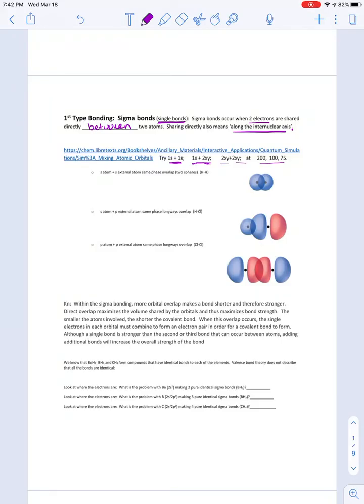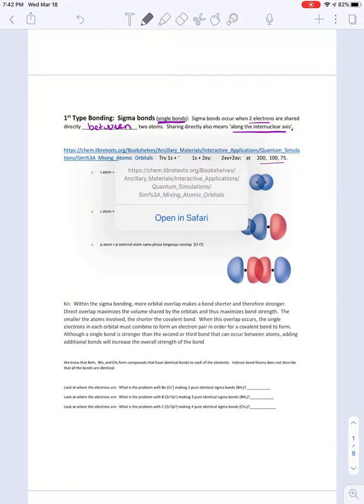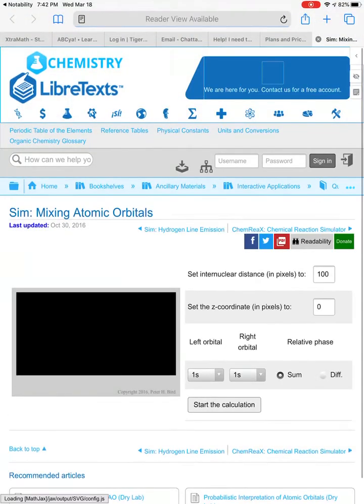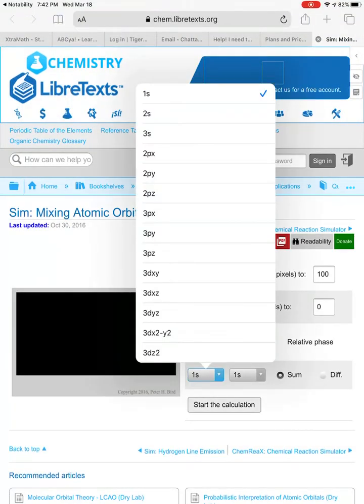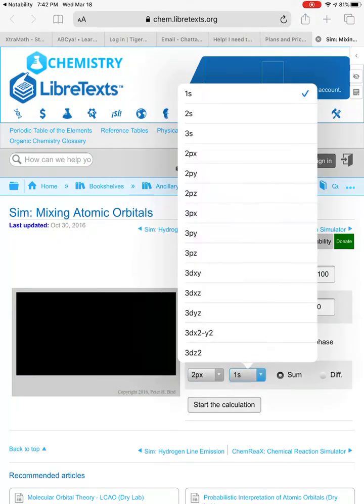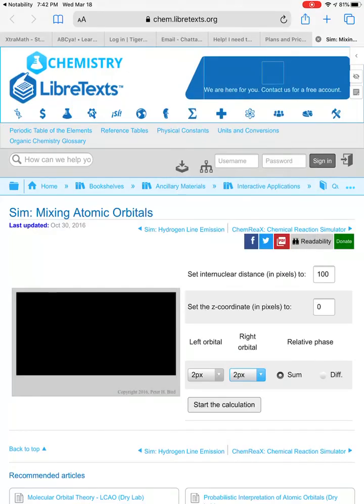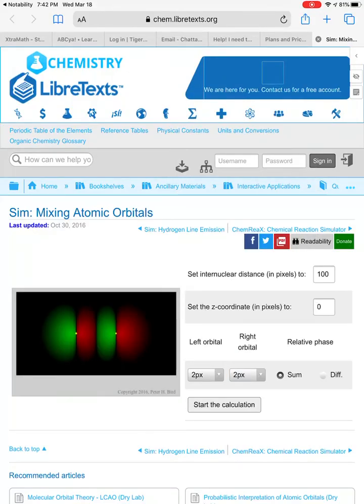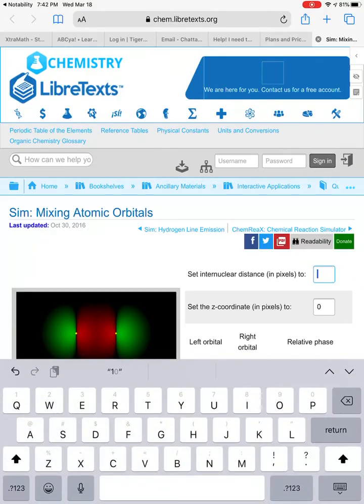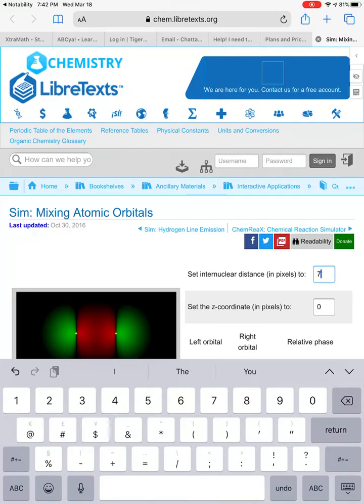Try the 1s and the 2xy. Actually, let me try the xy and the xy. So 2px and 2px. Let me put them at that distance. So look, see how they are opposites? If you don't want them to look opposites like that, just click diff. So now you can see the overlap. You see it? These are bigger. They don't have to get as close to each other to start doing the overlap.